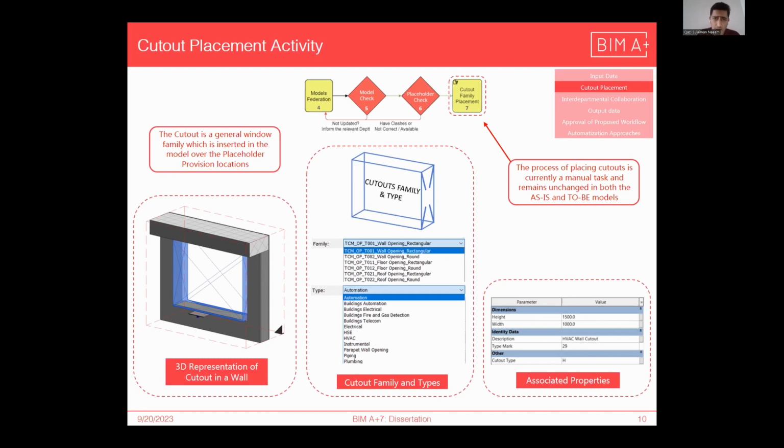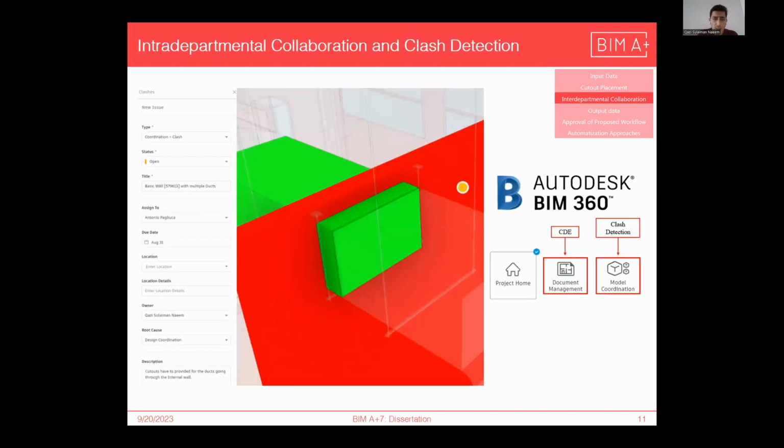So we go from the model federation to check the model, and then we check the input data of the placeholders, and then we provide the openings on top of it. Then after we get this model and after we have these openings inside the 3D model, we can go and do a collaboration or clash detection check, where we use BIM 360 and CDE for this whole project. And then we have the clash detection.